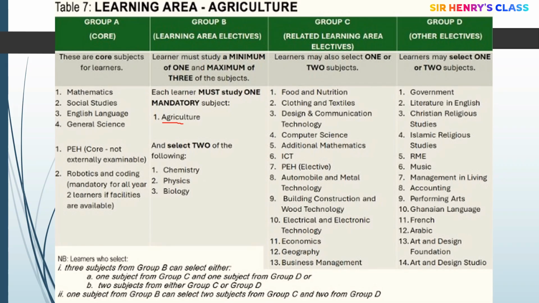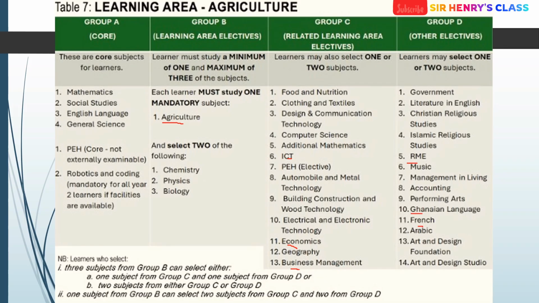Now if you select 3 subjects from B, that is 1 mandatory and the 2, then you can also do 1 from C and 1 from D. So 1 maybe ICT and then RME. Or you can do 2 from C, either C or D. That is 2, maybe economics and then business management. Or you don't choose from C, but you jump to D, maybe Ghanaian language and then French.